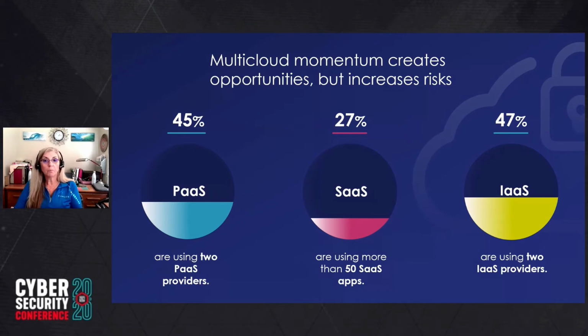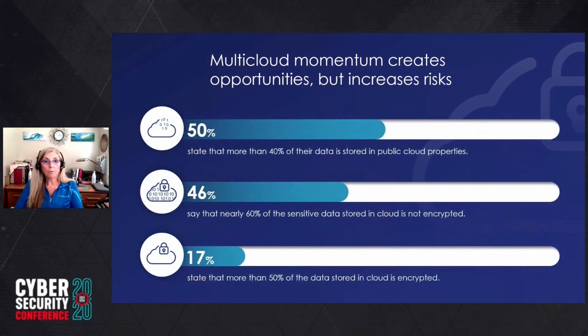When they start looking at that multi-cloud approach, we want to make sure that cloud security is top of mind. But from the results of our survey, 50% state that more than 40% of their data is stored in a public cloud, with 46% saying that nearly 60% of that sensitive data stored in the cloud is not encrypted. That's a concerning number because there's a greater threat for data breaches in the cloud than even on-premise today. And only 17% state that more than 50% of their data stored in the cloud is encrypted, which is really concerning because that data is very sensitive. There's so much sensitive data moving to the cloud that it's of utmost importance. The number one topic of conversation when moving to the cloud is security. However, we're still seeing not enough of that data being protected in the cloud.